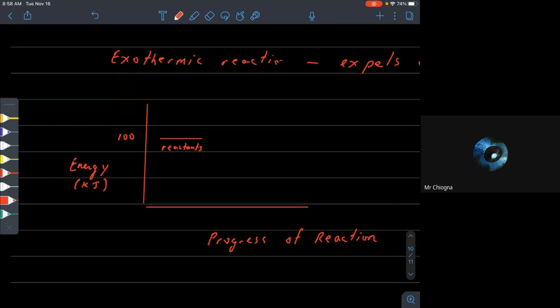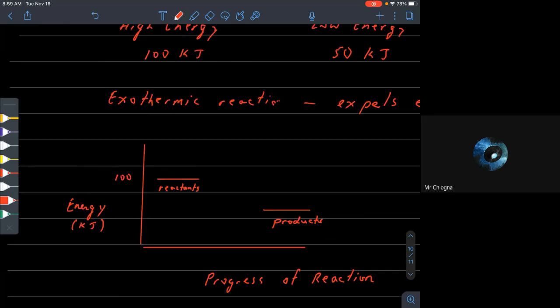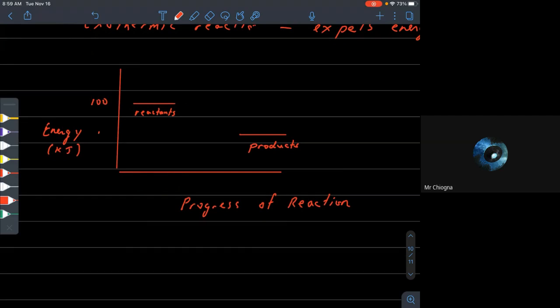Okay. And then further on, as the reaction progresses, you start getting products. Let me just make sure I put this in the right place. So this level here represents the energy level of the products, which we said here was 50 kilojoules. So this is 50 here. So this graph represents what I said earlier about there being a drop in energy. You go from a higher 100 to a lower 50.